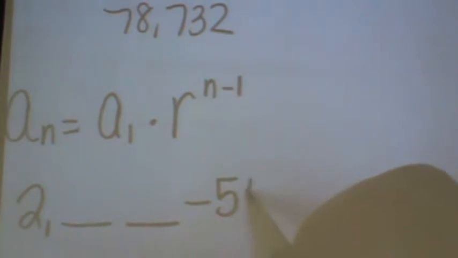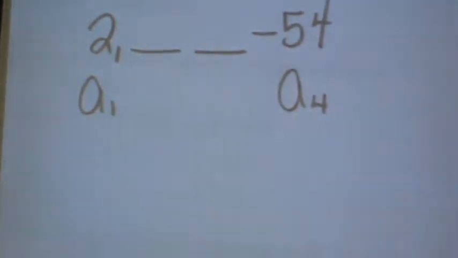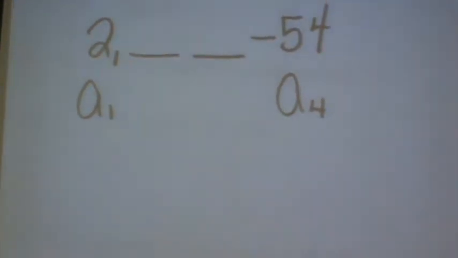So now look at this problem right here. They give you 2. They don't give you the second, they don't give you the third, and they give you negative 54. So they give you the first term in the sequence, and they gave you the fourth term in the sequence. Does everyone agree? They gave you the first and the fourth.